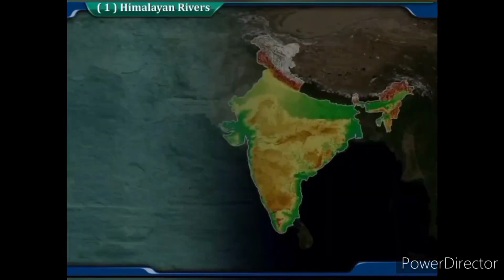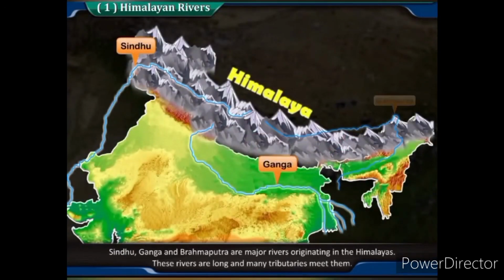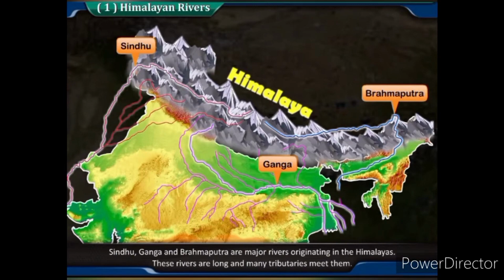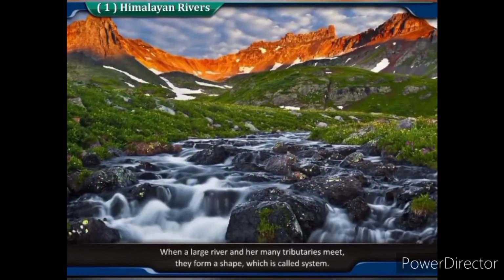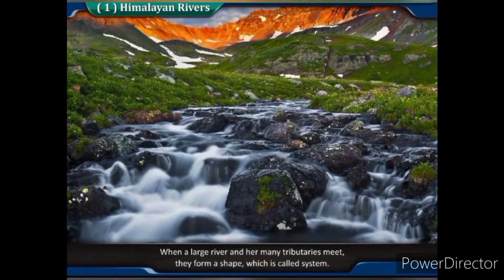One. Himalayan rivers. Sindhu, Ganga and Brahmaputra are major rivers originating in the Himalayas. These rivers are long and many tributaries meet them. When a large river and her many tributaries meet, they form a shape which is called system.